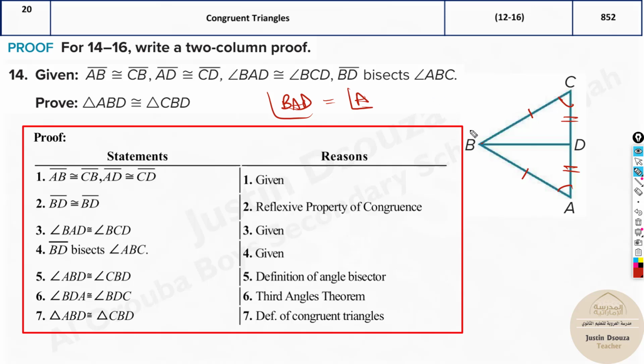BD bisects ABC. Can you see? When you bisect, the angles will be cut equally. If this is, say, 50 degrees, it will be 25, 25. Now, this is all given. We need to prove that the triangles ABD and CBD are congruent to each other. So now we know a lot of information. We know this angle, we know this angle, we know this angle, because bisection means this angle, right?